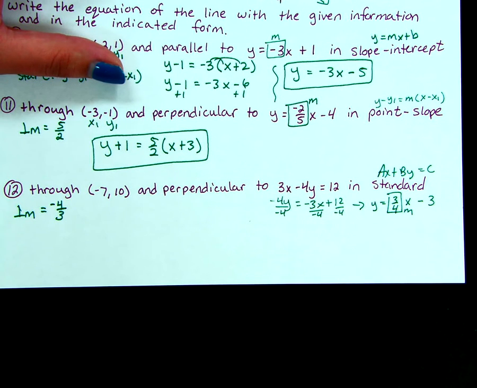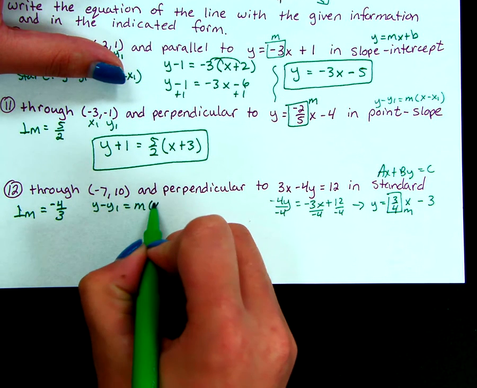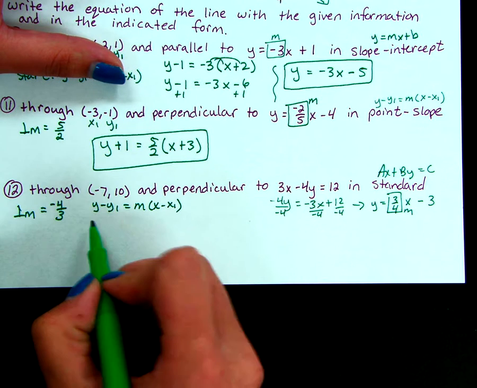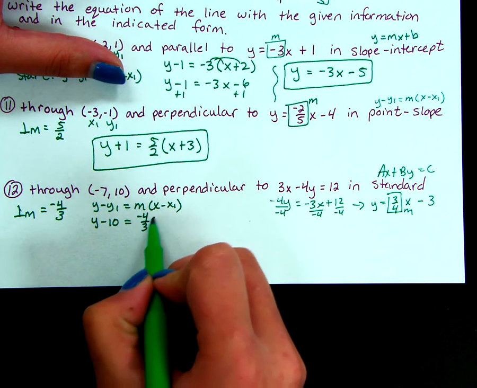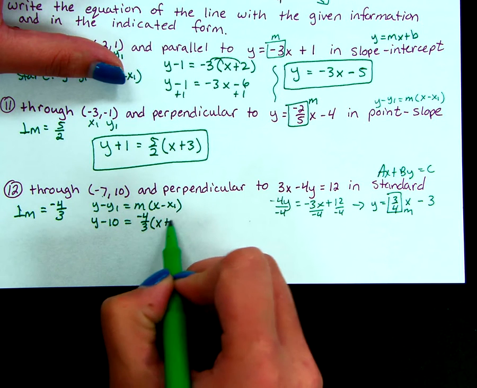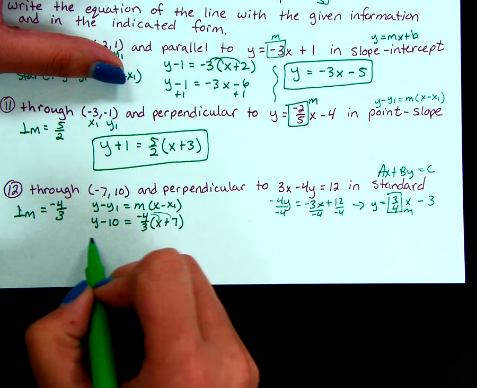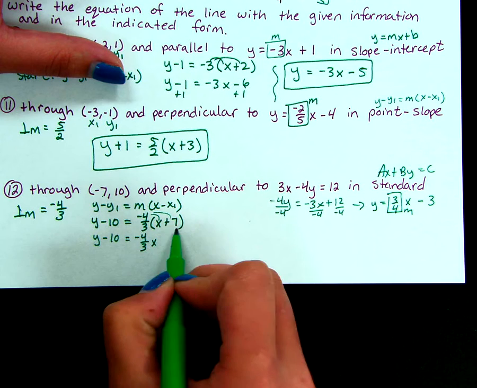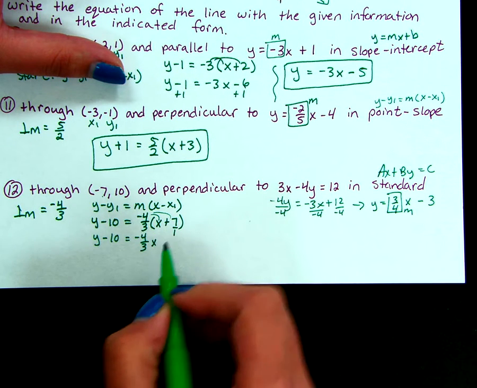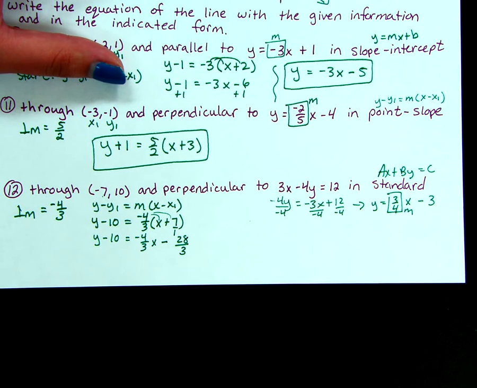Again, looking at our information, we have a point, we have a slope. So we have to start in point slope: y minus y1 equals slope times x minus x1. So that will be y minus 10 equals negative 4/3 times x minus a negative 7, so it becomes plus. We want to distribute next. So y minus 10 equals negative 4/3 x. And then if we put this over 1, we're multiplying the top parts together, so it'll be minus 28. Then 3 times 1 is 3.